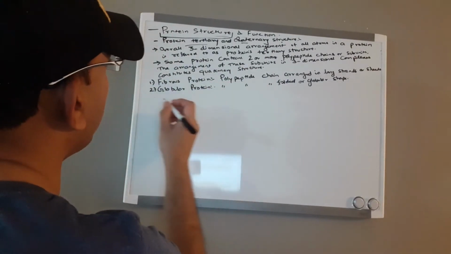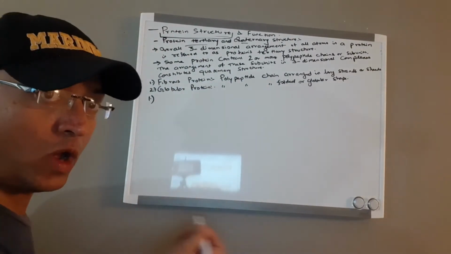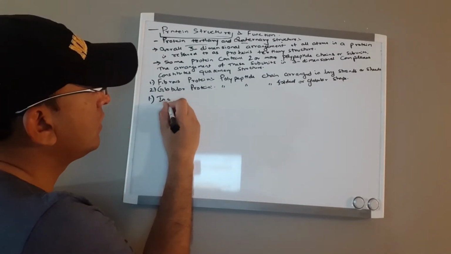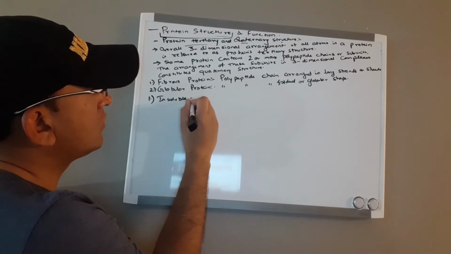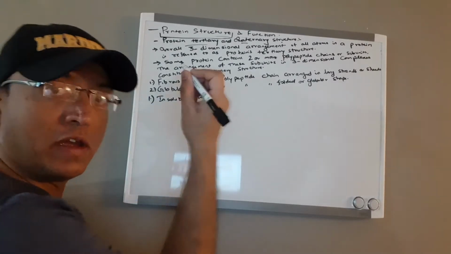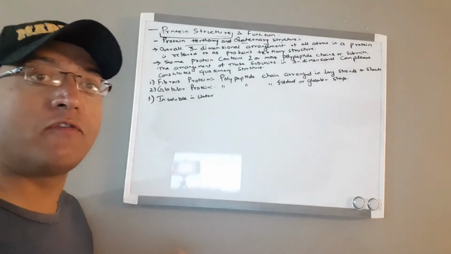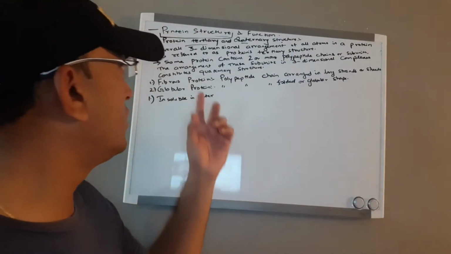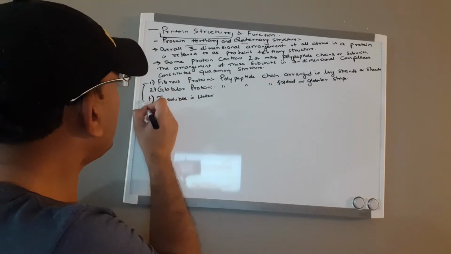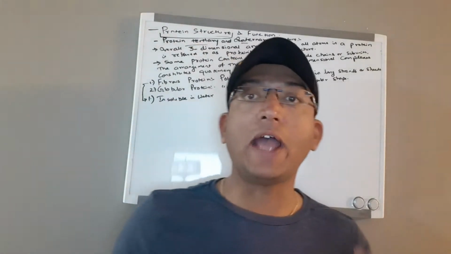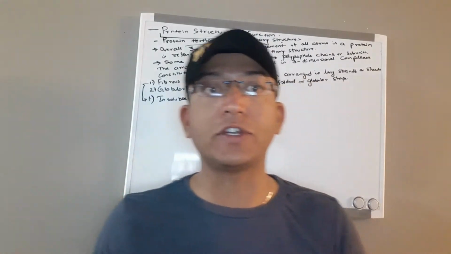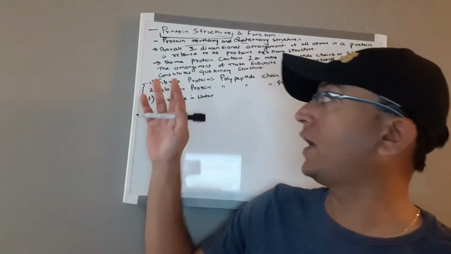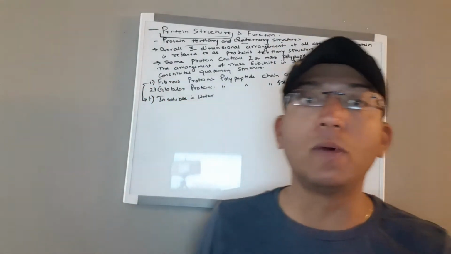I will just write the main points. So all fibrous proteins are insoluble in water, a property conferred by a high concentration of hydrophobic amino acid residues. So this fibrous protein will have a high concentration of hydrophobic amino acid residues both in the interior of the protein and on its surface as well. That's why the fibrous proteins are insoluble in water.